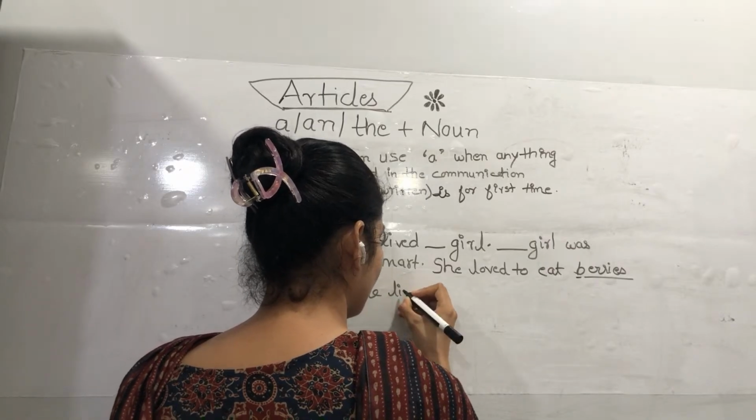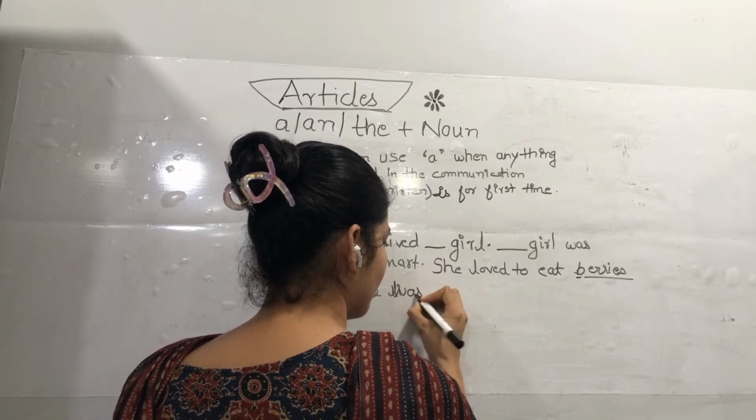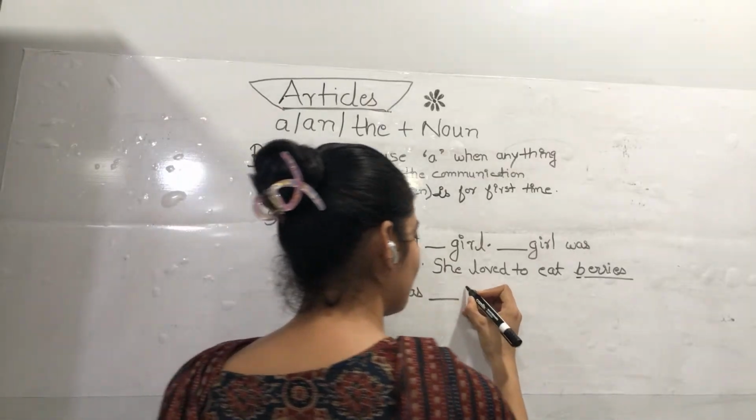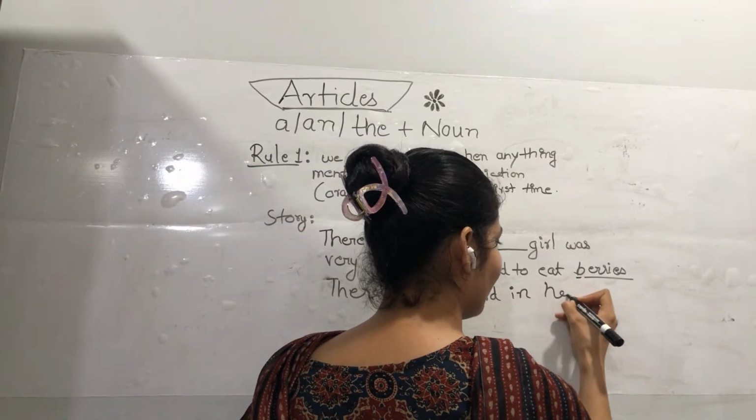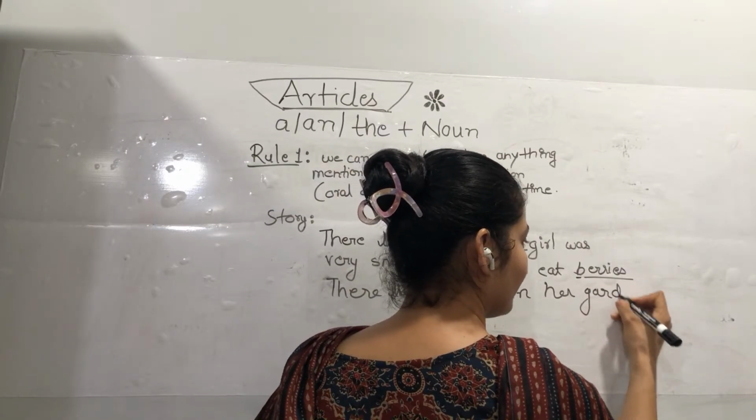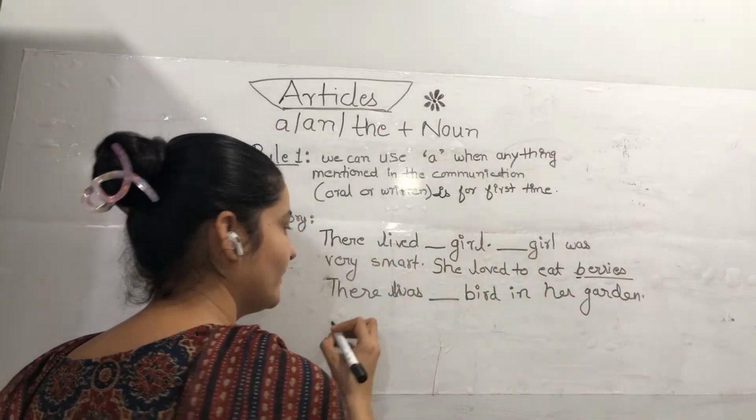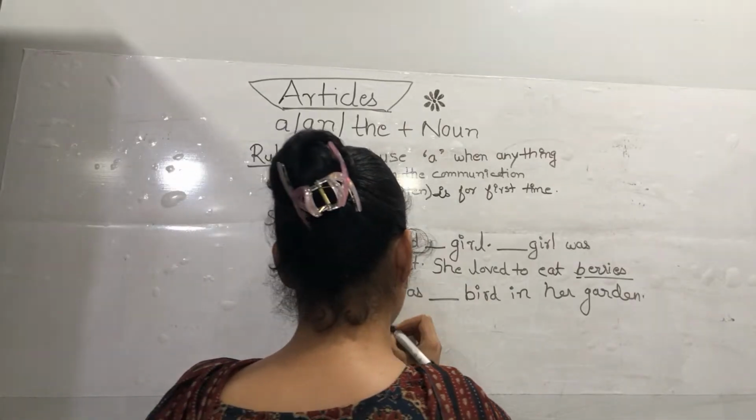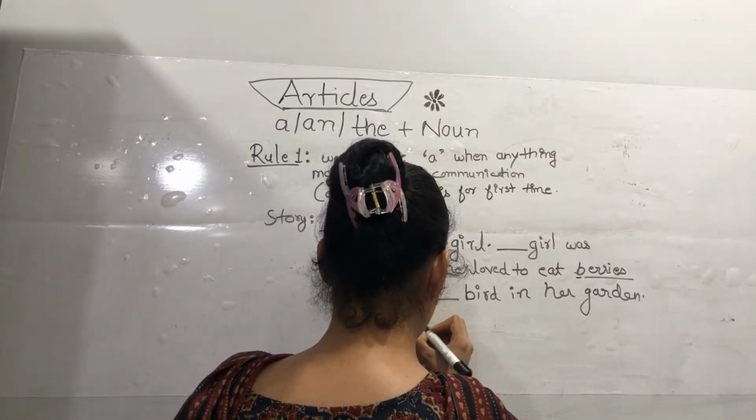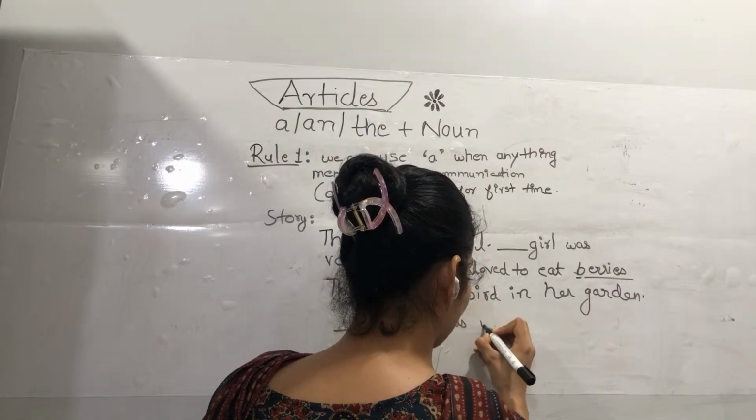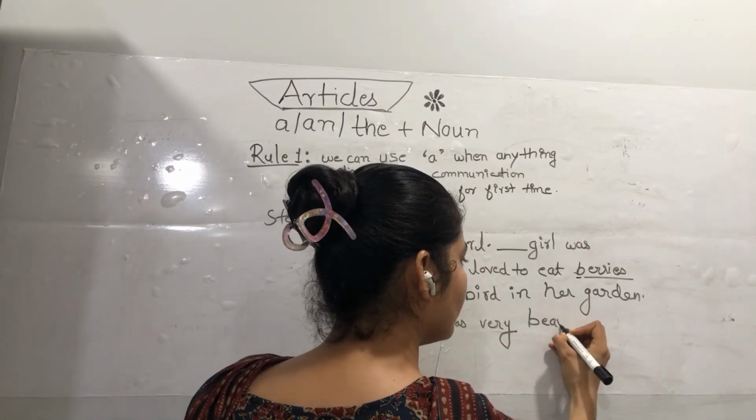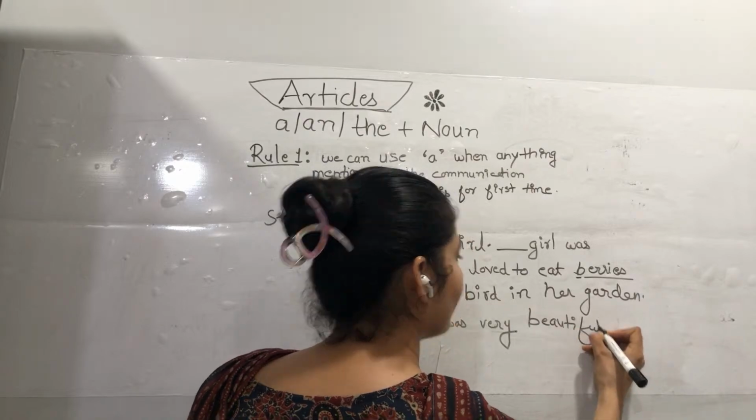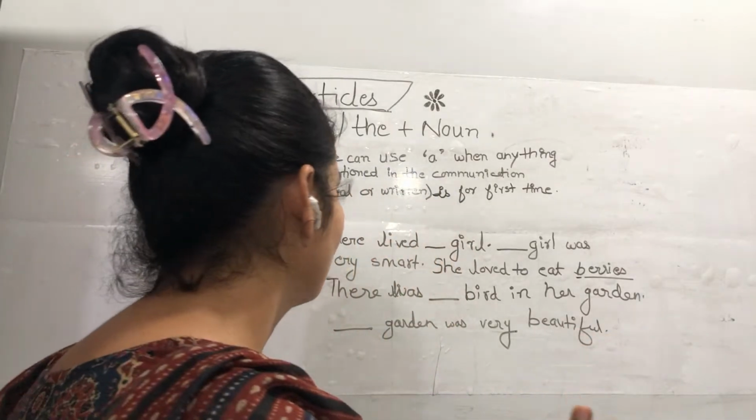There was a dash bird in her garden. Dash garden was very beautiful. All right, this is the story.